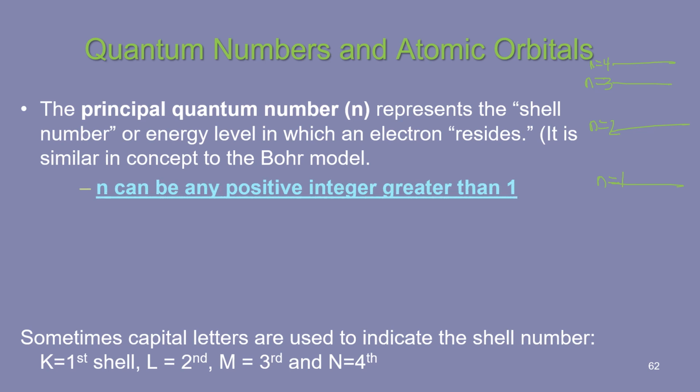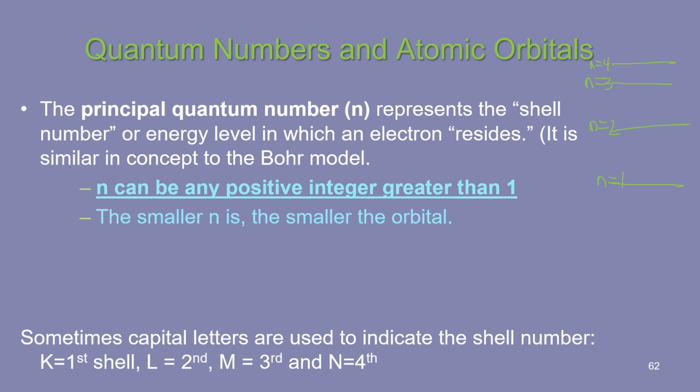So n can be any positive integer, starting at 1. So it can be equal to 1, like I said. It can't be 0. There's no 0 level, but there's the first level, the second, third, fourth, fifth, sixth, seventh, up to infinity, where the electron no longer exists with that atom.